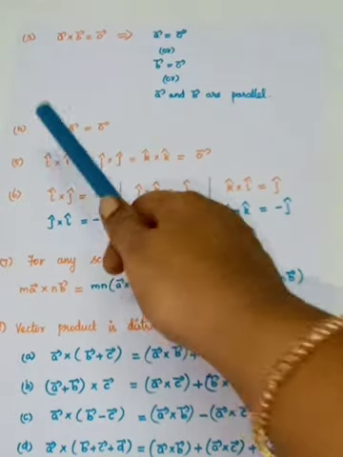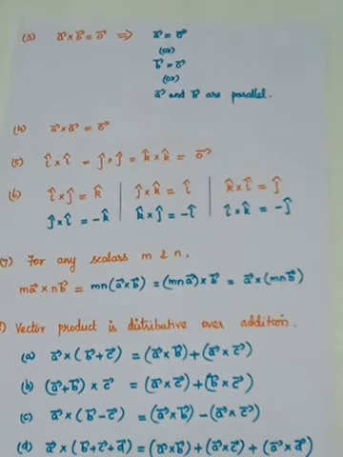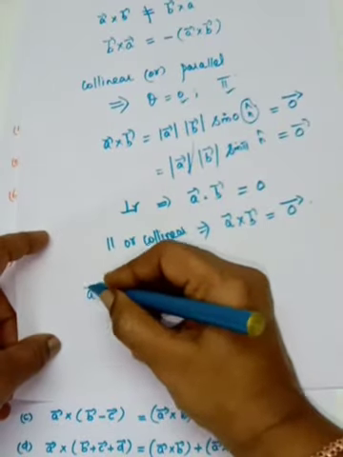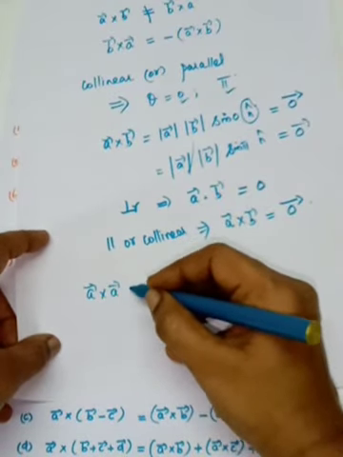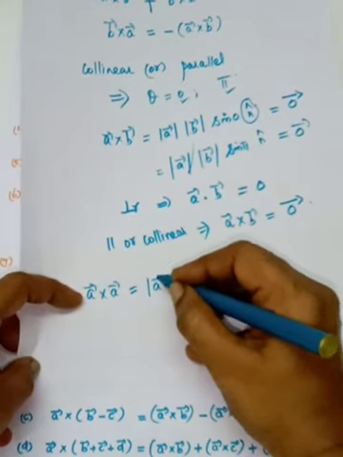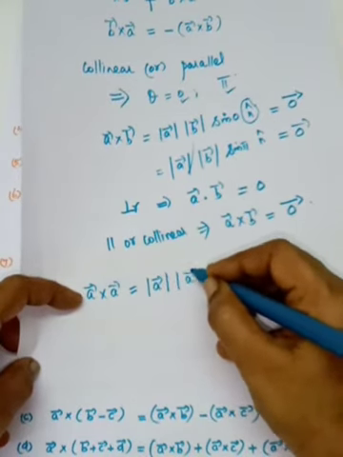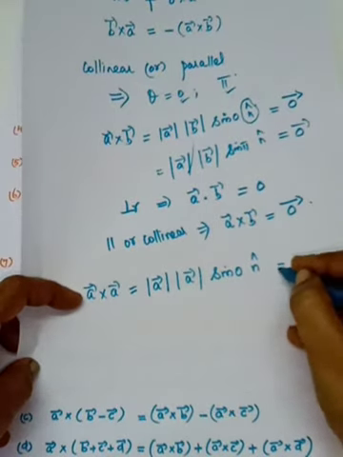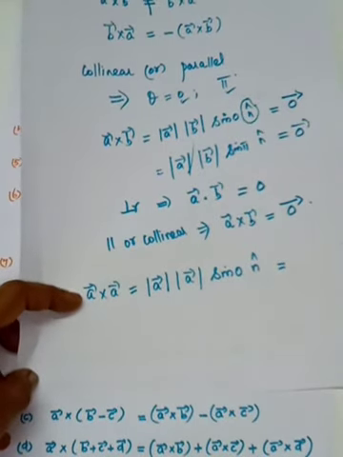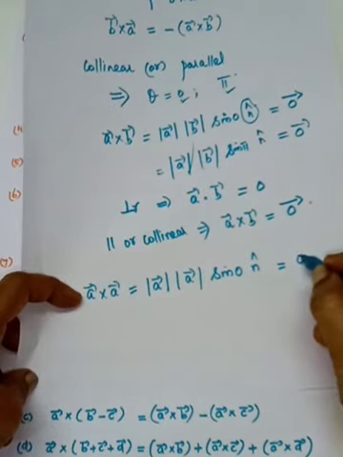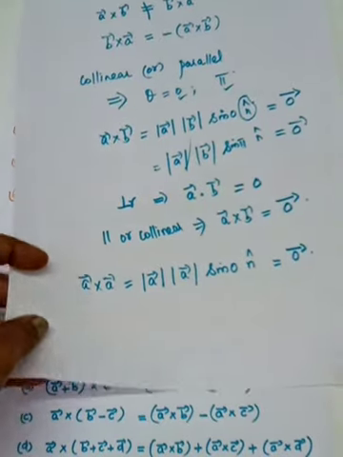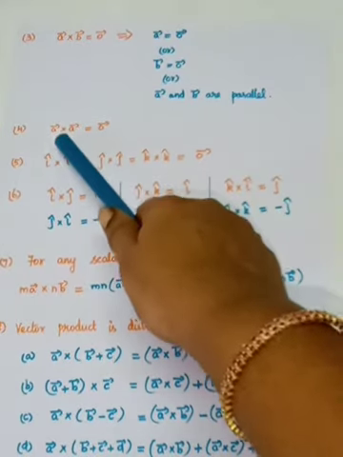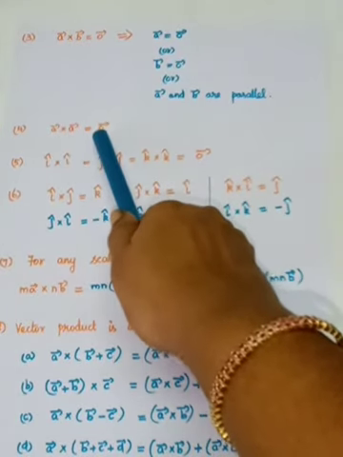And see now, what about cross product of the same vectors? So what is it? A vector cross A vector. Use the definition: modulus of A vector, modulus of A vector, and sine 0 into n cap. Sine 0 is what? It is 0. So therefore it is 0 vector. So the cross product of the same vector is equal to 0 vector.